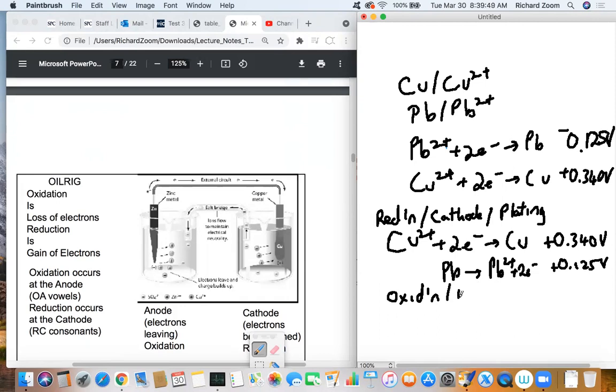And that is the anode. And it's dissolving. Does anybody have any questions so far?